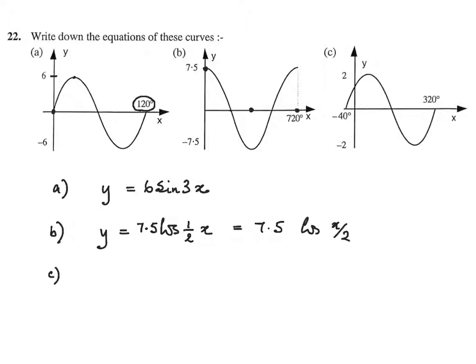Part C is a sine graph as well. You can see that the graph starts at 0 and goes up to its maximum. Now, what is the maximum? The maximum is 2, so it's 2 sine.